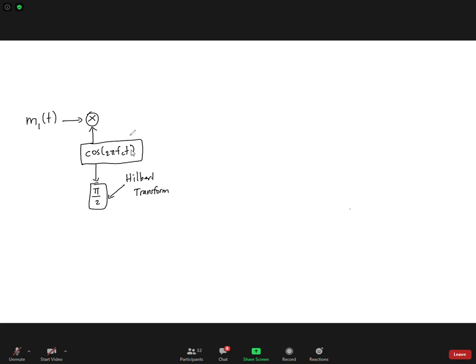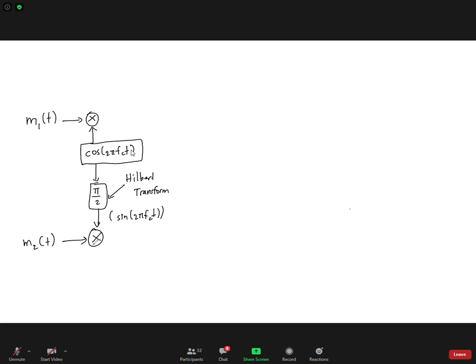In MATLAB, you don't have to Hilbert transform this cosine into a sine. You can just write a sine wave, and this would be multiplied by m2 of t. And this is just the sine 2 pi fct, right? That is being multiplied by this one.